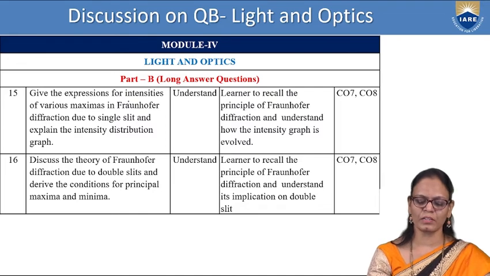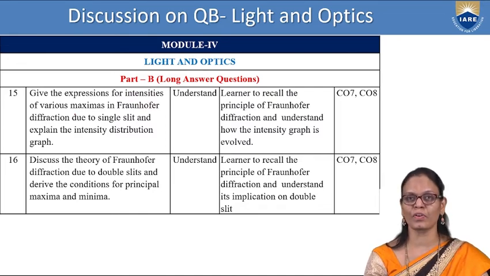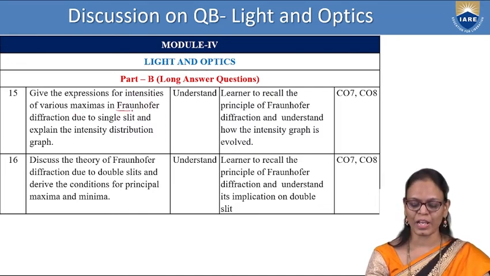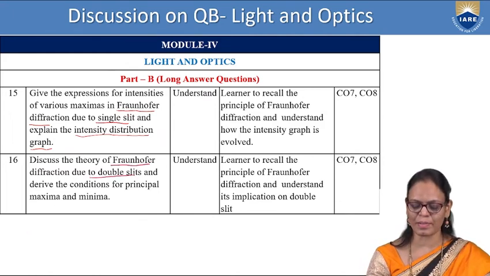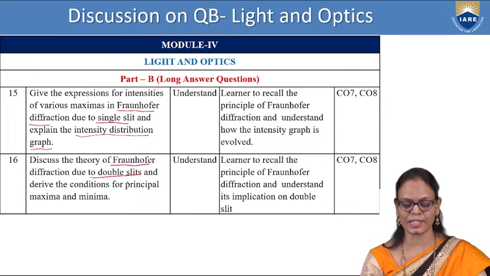Next, give the expressions for intensities for various maxima in Fraunhofer diffraction due to single slit and explain the intensity distribution graph. We also have to explain the graph here in case of Fraunhofer diffraction due to single slit. Then the next question is on double slits. The same thing, how we are going to extend it for double slits. If there are two slits, how is the intensity varying and what is the pattern?